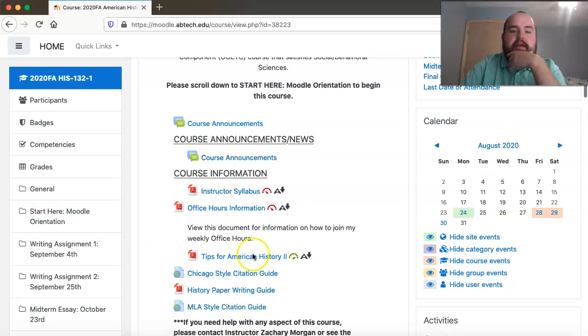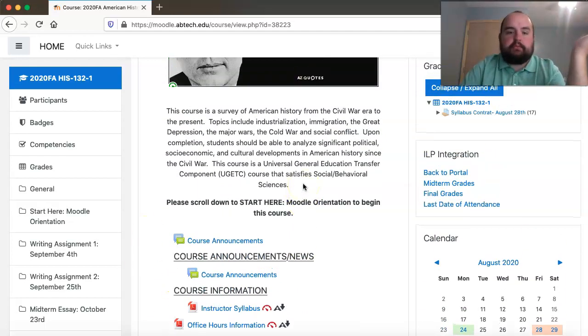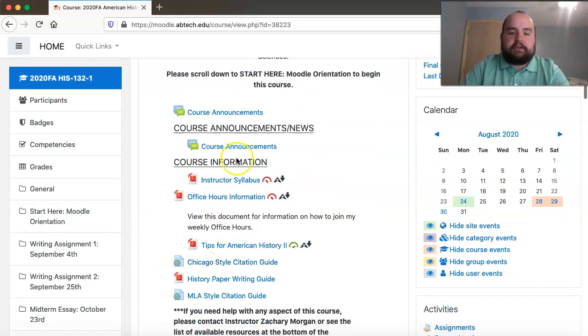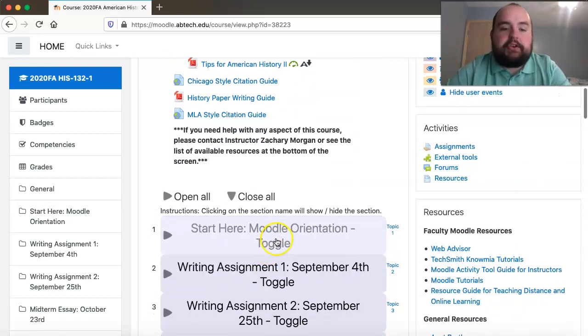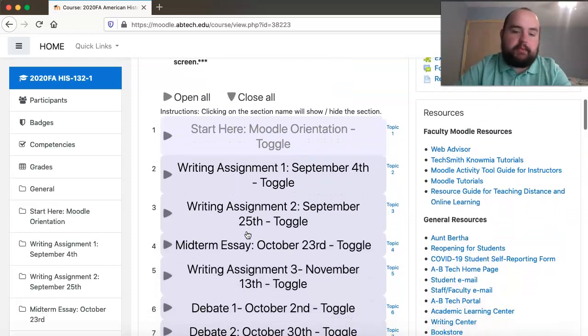So of course you still have the course announcements and the course introduction section. It just shows my syllabus, the office hours information, the citation guides, all that stuff you should be familiar with. It'll be here the whole semester. Your Moodle orientation section is over now. If you completed the introductions discussion forum and did the syllabus contract, Moodle orientation is done. You don't have to worry about it anymore.